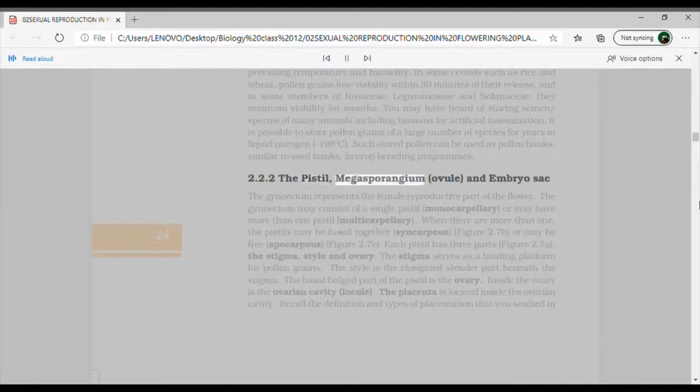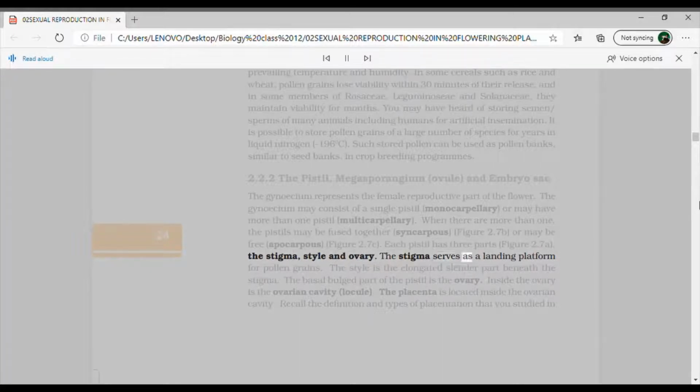2.2.2 The pistil, megasporangium, ovule, and embryo sac. The gynoecium represents the female reproductive part of the flower. The gynoecium may consist of a single pistil, monocarpellary, or may have more than one pistil, multicarpellary. When there are more than one, the pistils may be fused together, syncarpous, figure 2.7b, or may be free, apocarpous, figure 2.7c. Each pistil has 3 parts, figure 2.7a, the stigma, style and ovary.